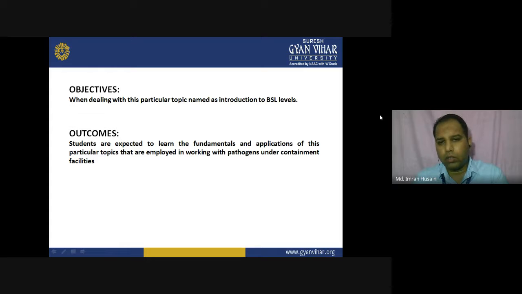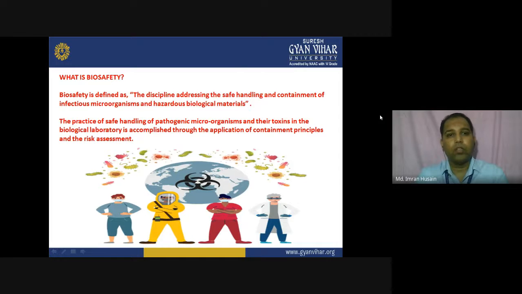The outcome of this topic will be that you would be able to understand fundamental applications of particular topics that are employed in working on pathogens under the containment facilities. So coming on to the biosafety. What is biosafety? First of all, we must understand the real meaning of biosafety. Biosafety is defined as the discipline addressing the safe handling and containment of infectious microorganisms and hazardous biological materials.